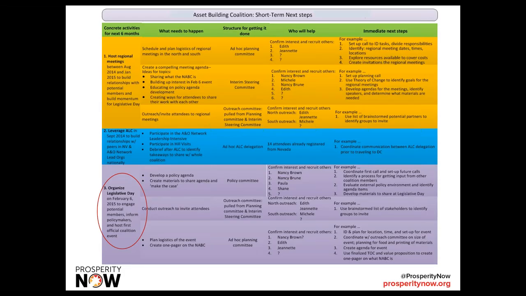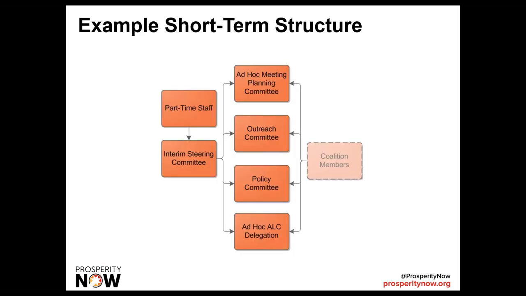So what is the structure then for getting it done? So then if you go to the third column, structure for getting it done, they did some number of committees, ad hoc planning committee, interim steering committee would be involved, they have a policy committee. So for them, that's what, if you go to the next, we just move on to the next slide. Go through all the circles. This came to them to be, well, this is the structure they needed to actually accomplish those things in the next 6 months.